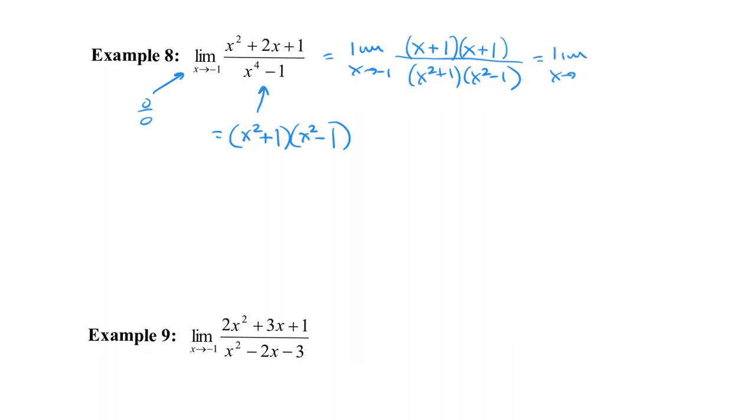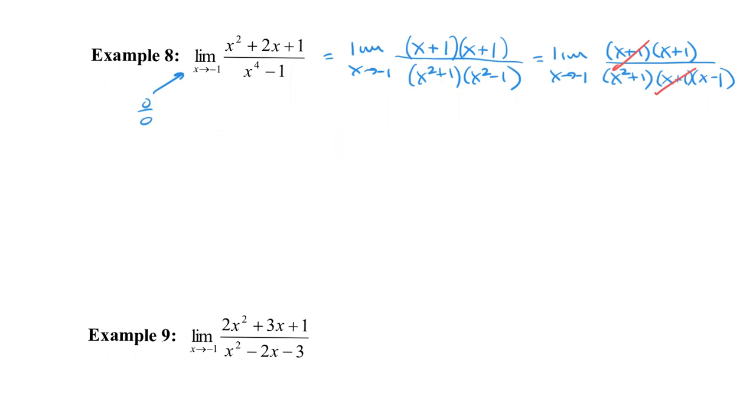So we've got the limit as x approaches -1. Numerator stays the same. The x squared plus 1 stays the same. But x squared minus 1, we can write as x plus 1, x minus 1. Right, and if you're not sure, just FOIL this, and you'll see you'll get back here. But this does allow us to cancel. So the x plus 1 terms will now cancel. So we can rewrite this as the limit as x approaches -1 of x plus 1 over x squared plus 1 times x minus 1.